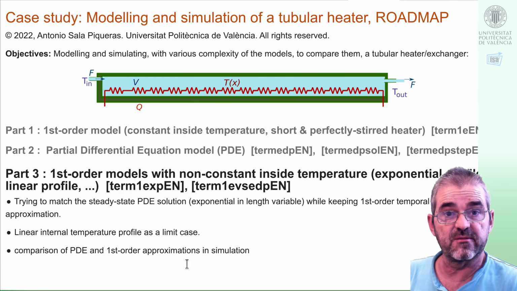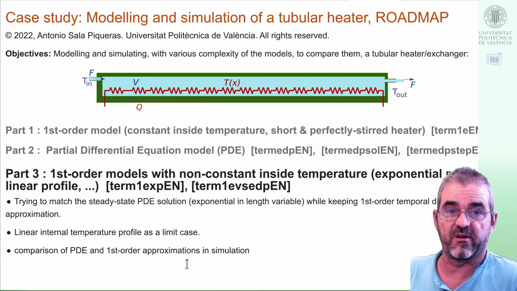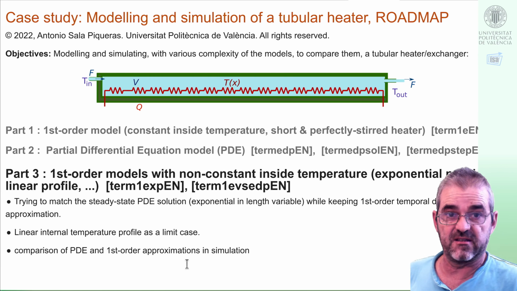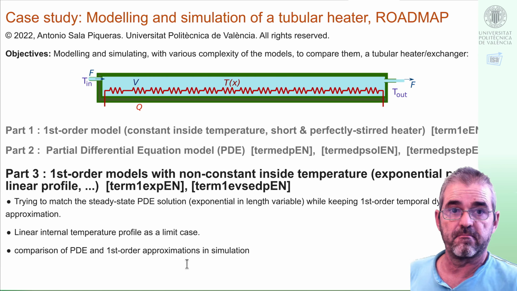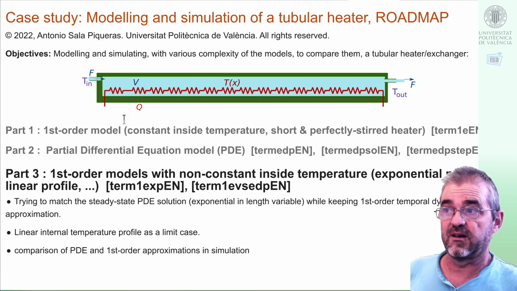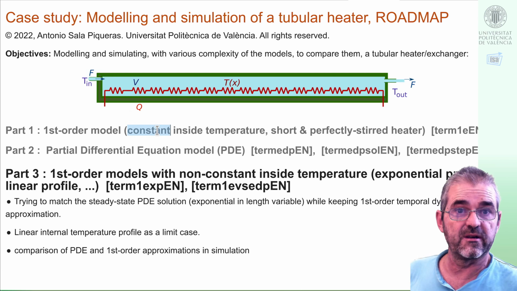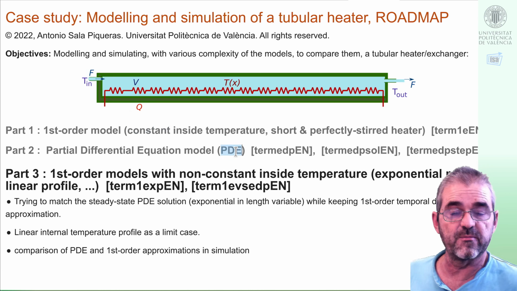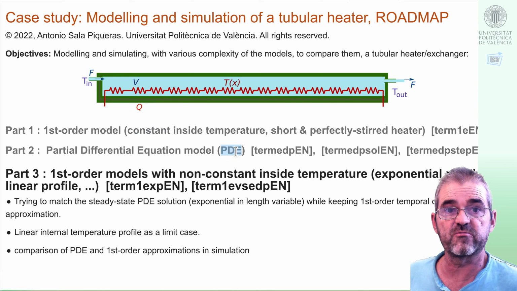Once we understand the simplest model, part 1, and the more complex model, part 2, then we will try to get some mixed models. We will try to have models which are first order, let's say, in time, just one state variable that accumulates energy, but we will assume that the temperature profile inside the pipe is neither constant, as in part 1, nor a very complicated stuff changing in time as in the PDE. So we make some simplifying assumptions.